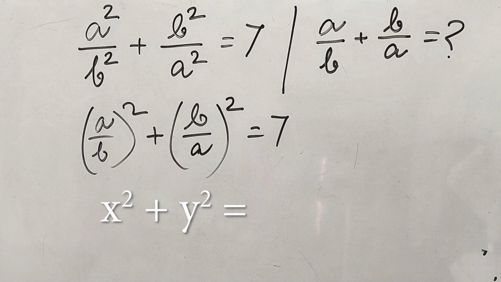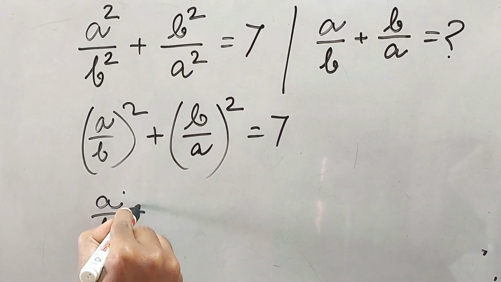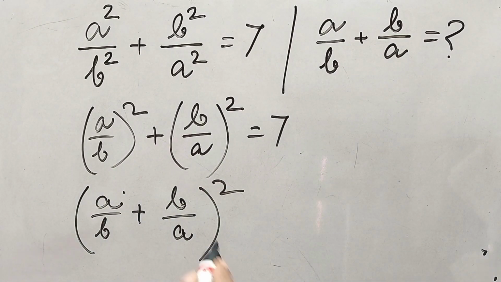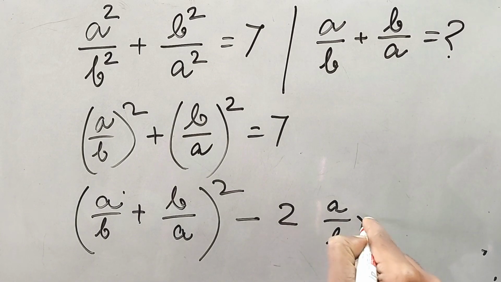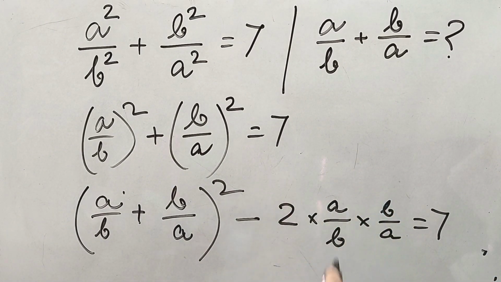Now what is the formula of x square plus y square? That is (x plus y) whole square minus 2xy. So directly we can write it. Whole square minus 2xy, that means 2 into... Now this thing will be cancelled automatically and 2 will be remained, right? Now this minus 2 will go to the other side and it will be plus 2. So this 7 will be 9, right?